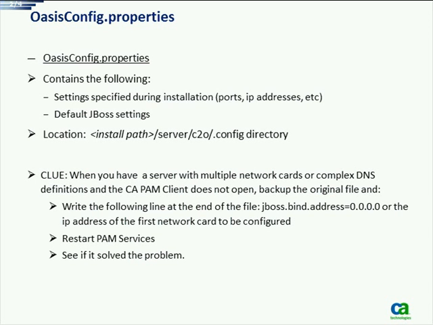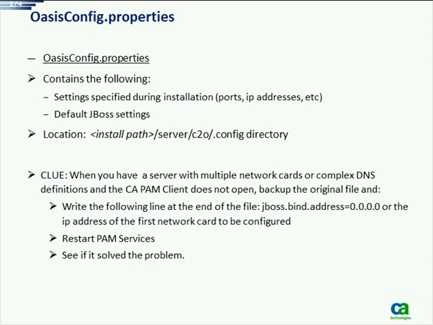This file contains the specifications of JotaBot settings, and you can find the settings specified during the installation, ports, IP addresses, DNS. You can find this file on the installation path, server, c20.config directory. Okay, this is a very important clue. It's happening, I think, 3 times.